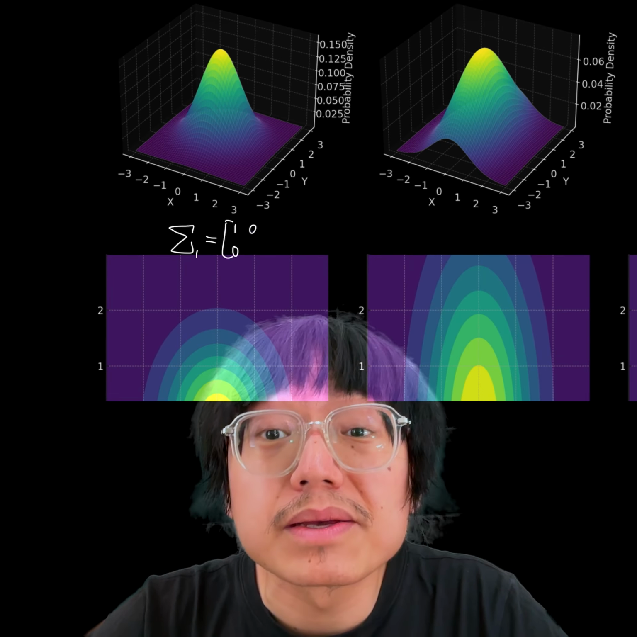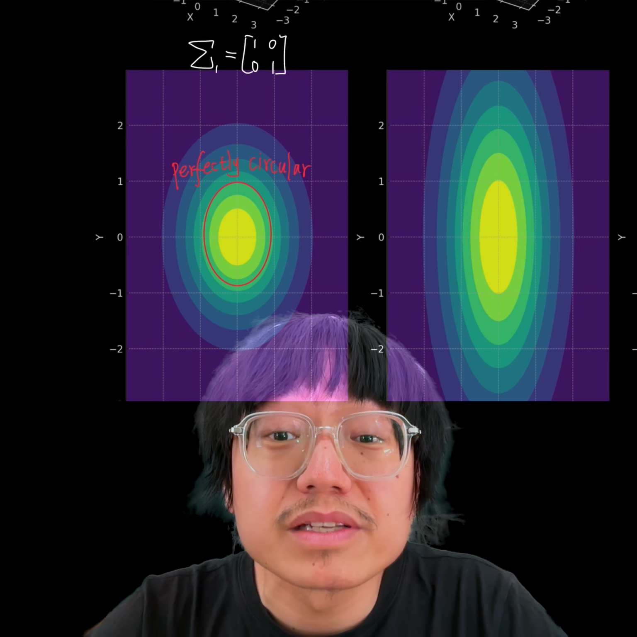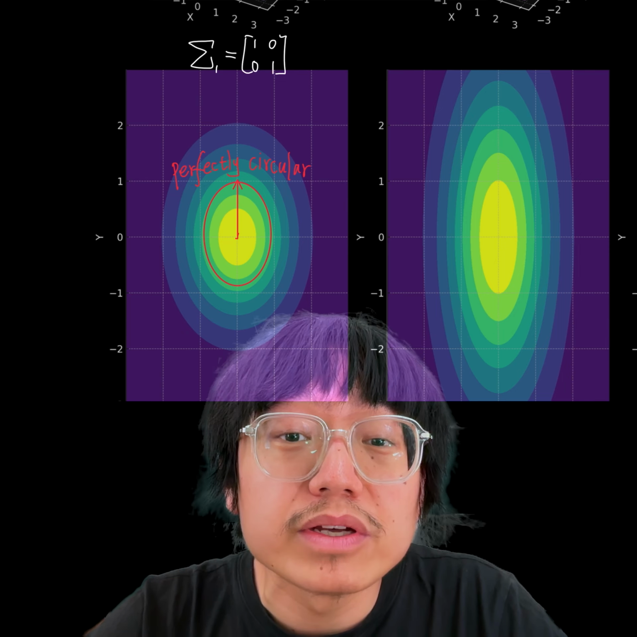In the first scenario, sigma 1 equals the matrix with first row 1, 0 and second row 0, 1. So these are uncorrelated variables with equal variance. An uncorrelated distribution has axis-aligned contours. This distribution is symmetric around the mean (0, 0) with equal variance in both x and y directions, and the contour lines are perfectly circular, which indicates that there's no correlation between x and y.